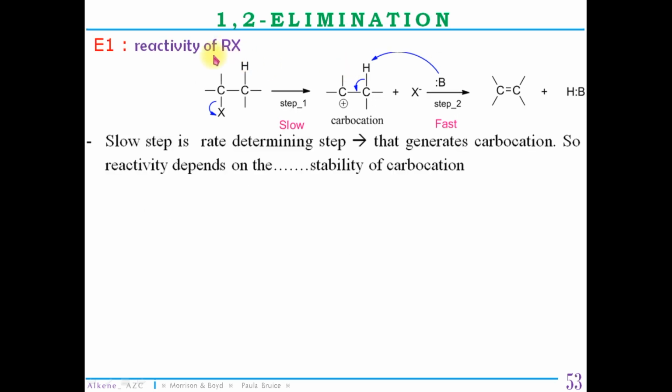Reactivity of alkyl halide toward the E1 mechanism. The slow step is the rate determining step, where we obtain the carbocation intermediate.